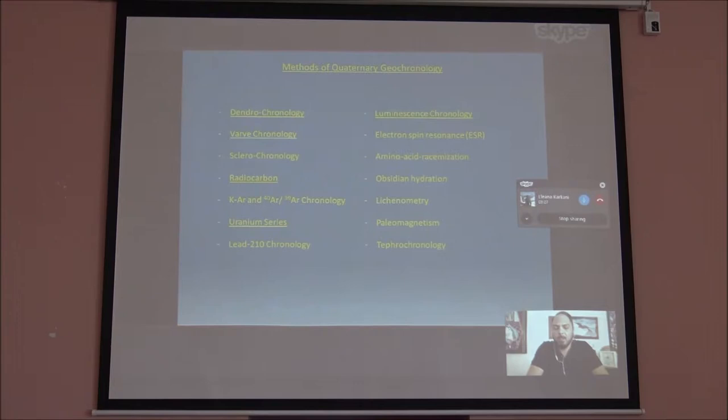We have a lot of methods of quaternary geochronology. Some of them we can see here. We have more than 30 methods which can refer to a geological problem. Today we will discuss dendrochronology, barochronology, radiocarbon, uranium series chronology, and luminescence chronology. Those chronologies are the most useful chronologies in quaternary geology and geoarchaeology at the moment. The other methods, we can use them occasionally regarding the geological problem that we have to solve.